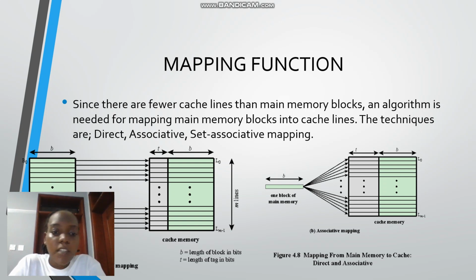Aside from that, we have set associative mapping, which is like a combination of both direct and associative mapping. Here the cache is divided into several sets, each containing multiple lines or slots, and each line can store a block of data from main memory. That's it for mapping functions.